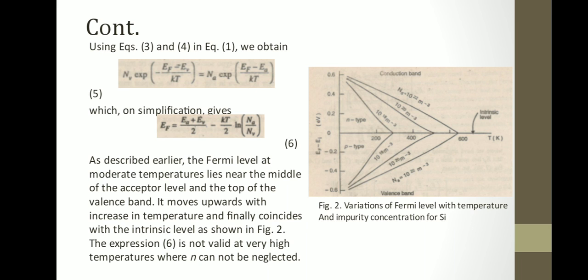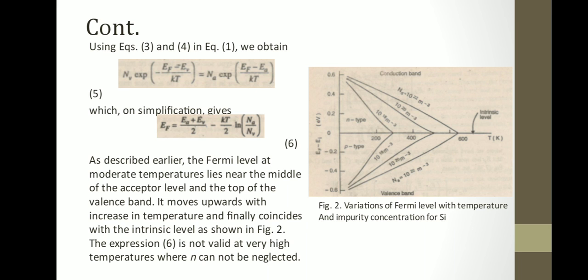As described earlier, the Fermi level at moderate temperatures lies near the middle of the acceptor level and the top of the valence band. It moves upward with the increase in temperature and finally coincides with the intrinsic level, as shown in fig 2. Expression 6 is not valid at very high temperature where n cannot be neglected. Fig 2 shows the variation of the Fermi level with temperature and impurity concentration for silicon.